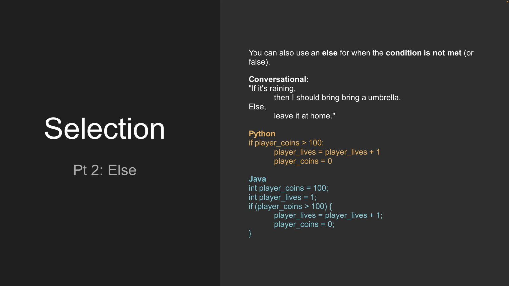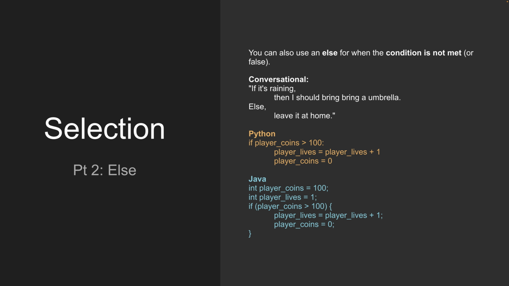And then there are also conditions where the true is not met. This is an else. So if it's raining, I should bring an umbrella. Otherwise, leave the umbrella at home, right? So you can use that else as a condition when it is not met.